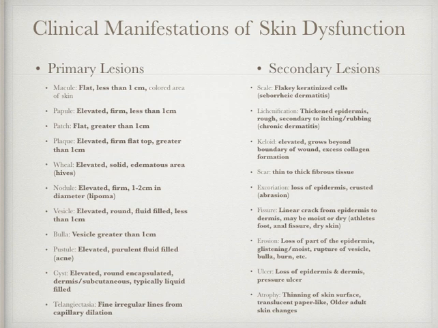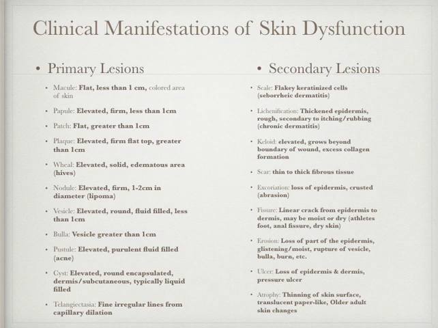A wheal, always think of a hive. A hive is an example of a wheal. It's elevated. It's usually got edema there. Even when you do a TB test, you're looking for a wheal when you inject a TB test into the skin. A nodule, a good example is a lipoma, which is fatty tissue. So it's firm and it's elevated, but it usually extends deep down into the tissue. But it's usually larger than a papule.